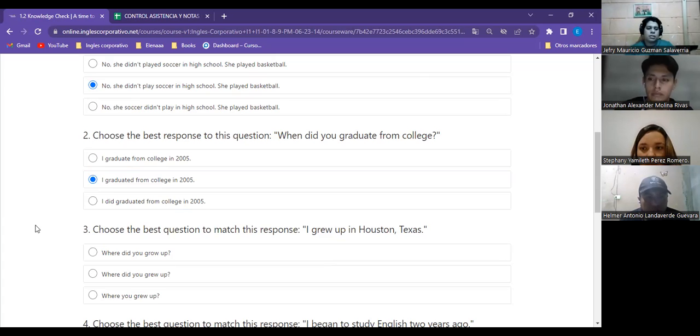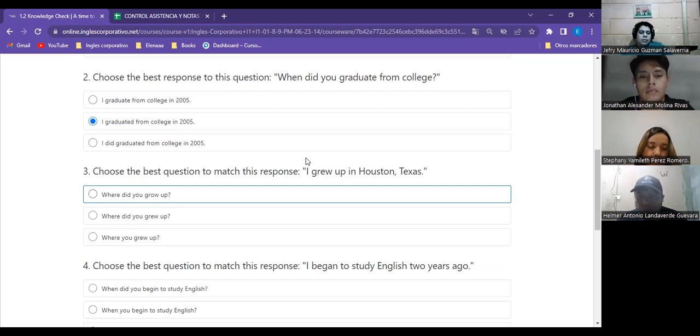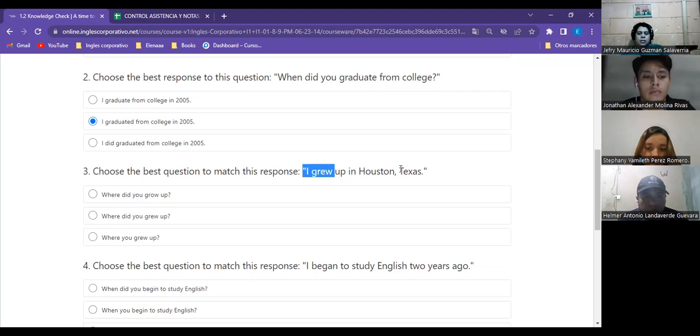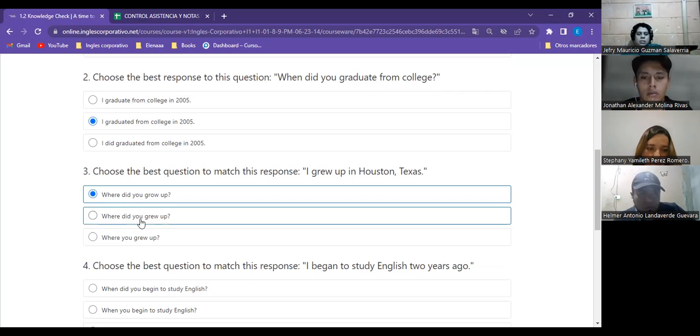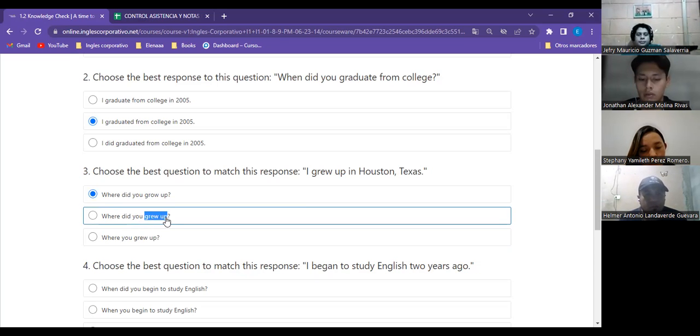I grew up in Houston, Texas. Me está dando información de un lugar. I grew up in Houston, Texas. What is the correct question? Number one. Why not this one? Because very simple. That's it. Because if I have an auxiliary verb, I cannot have a past form of the other verb.